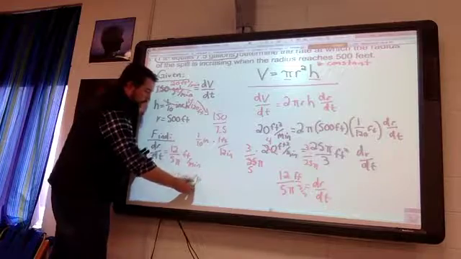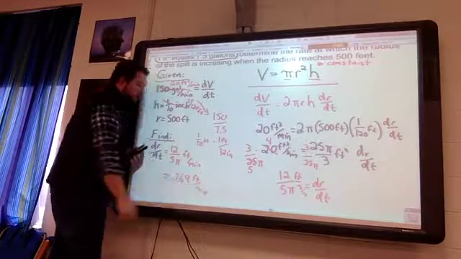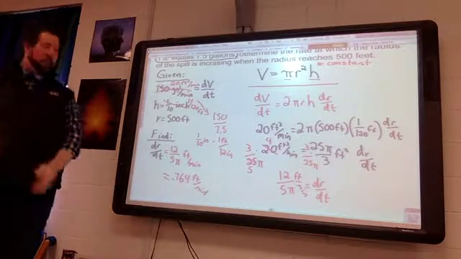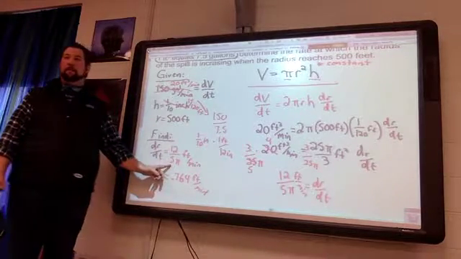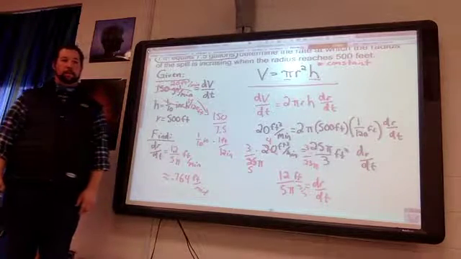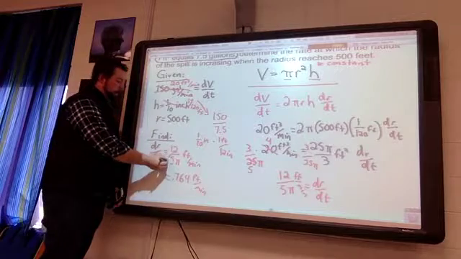7.764 feet per minute. Okay, if you don't put the 5 pi in parentheses on the bottom, the calculator is going to say 12 divided by 5, and then multiply it by the 5. So the 5 pi has to be in parentheses if you put it in your calculator.